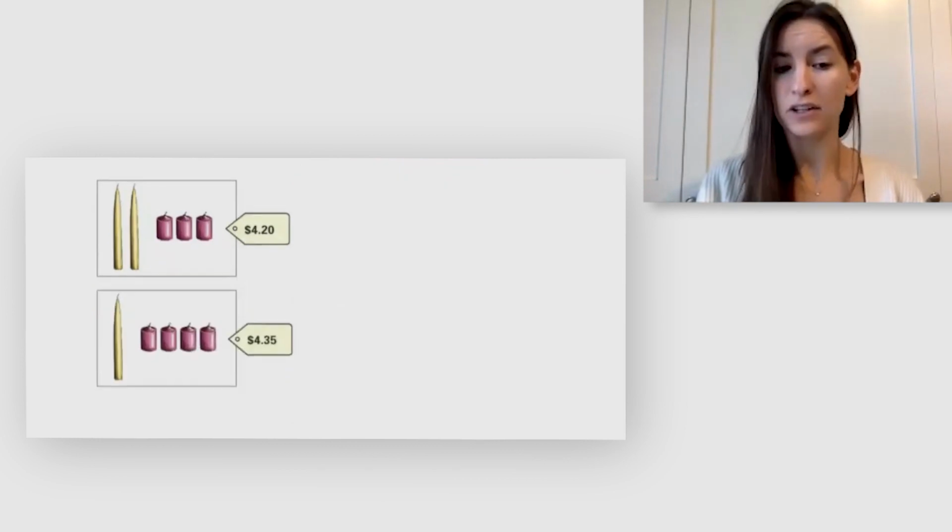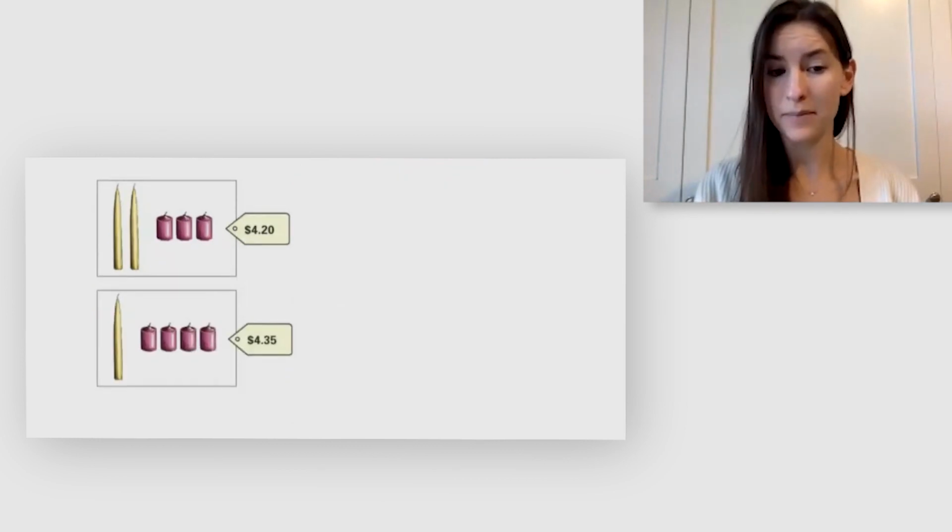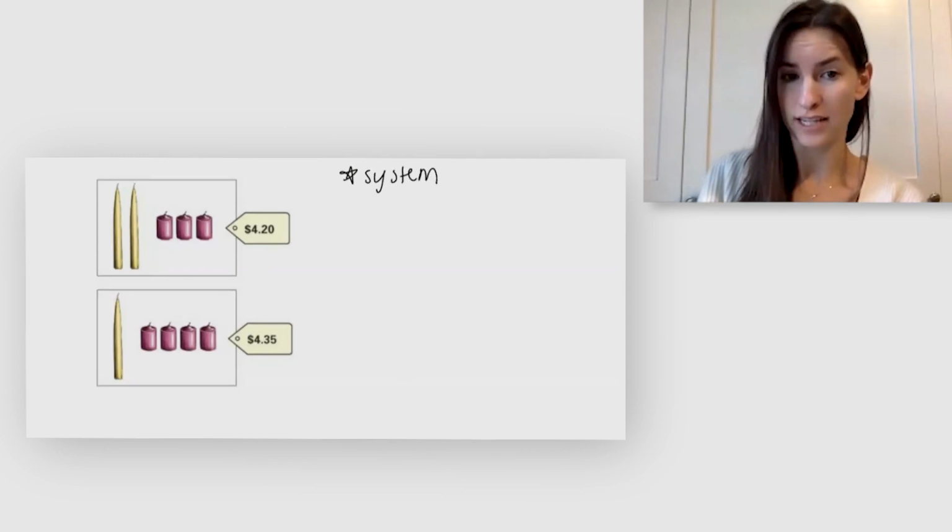So now let's take a look at this image. This image is showing another combination of candles at the same store. When we have 2 constraints that deal with the same 2 unknowns like this, it is called a system. This new combination shows us that 1 tall candle and 4 short candles would cost $4.35. This set of candles could not be created by adding copies of our original set because it is not a multiple of 2 tall candles and 3 short candles. So this gives us new information to work with. Let's look at how this new set compares to the original one.